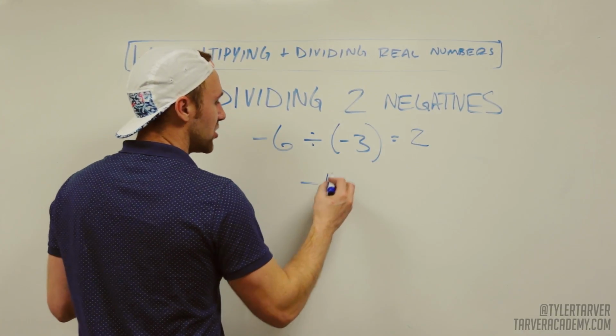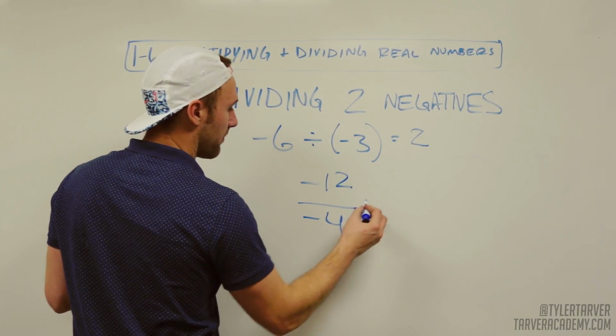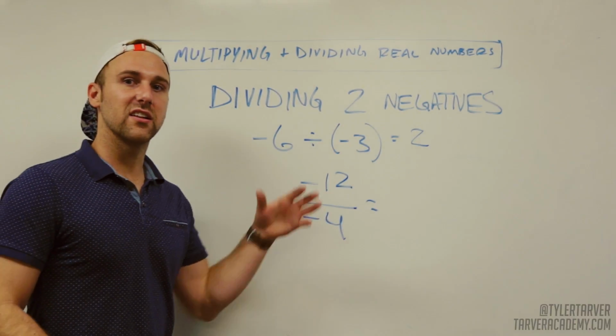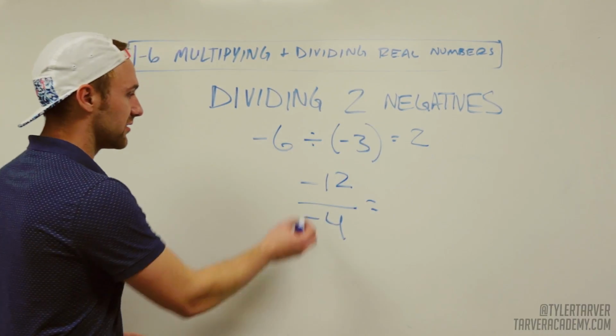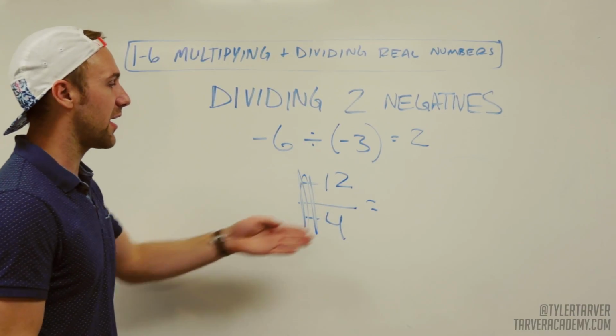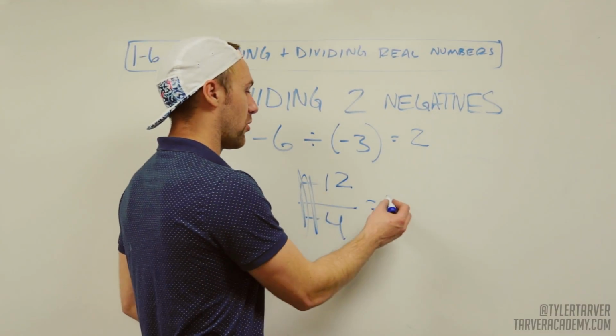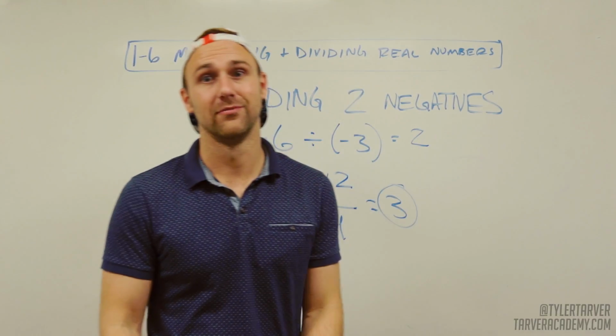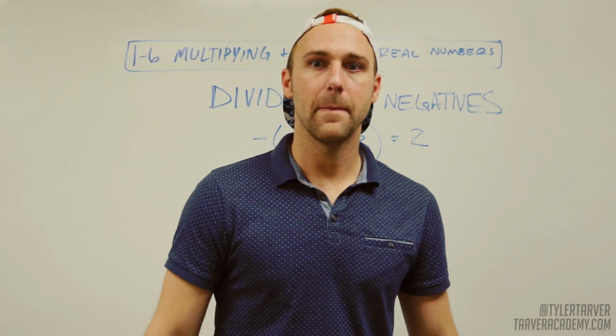All right, same here. So negative 12 divided by negative 4. It's another way you'll see division signs. A good way to think of it is like the two cancel each other out. So those cancel each other out, and then it's just 12 divided by 4, which is 3. Okay? So anytime you divide two negatives, it's going to be a positive.